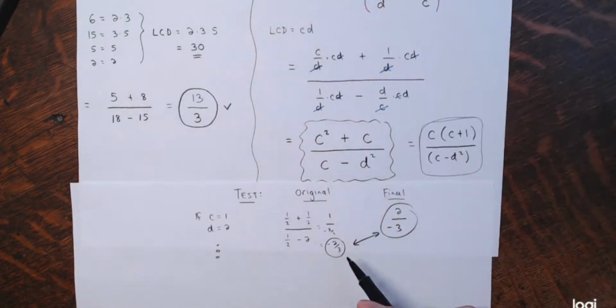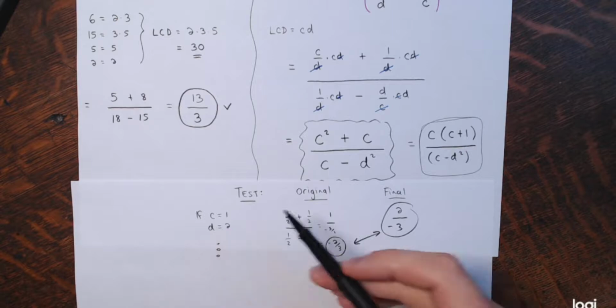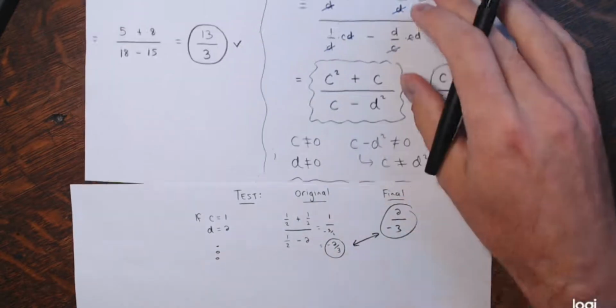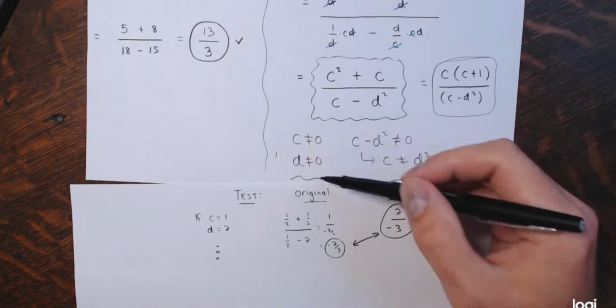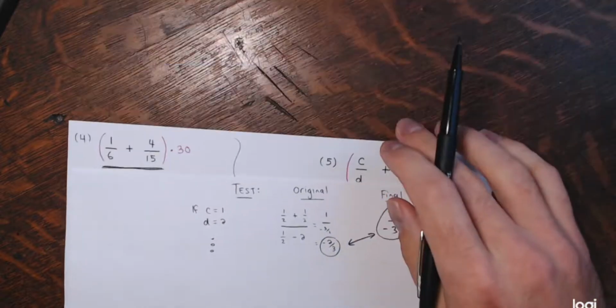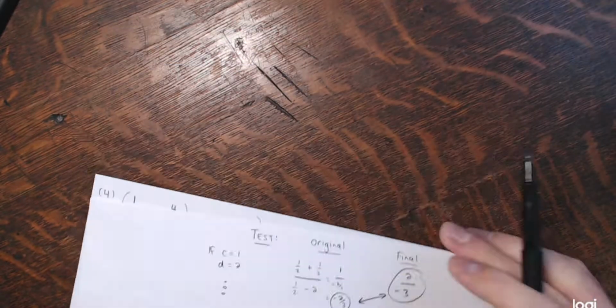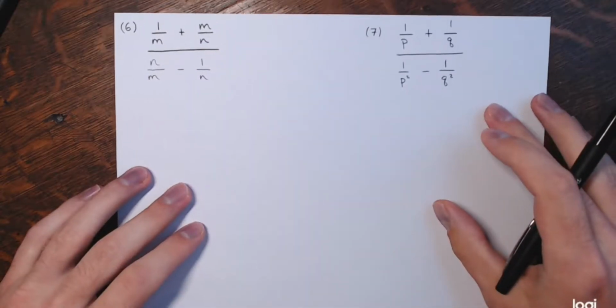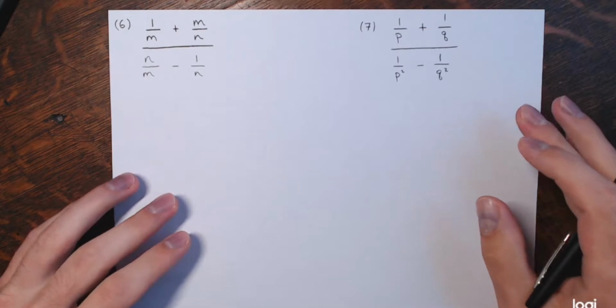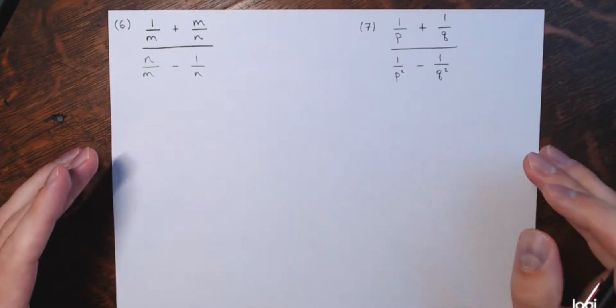I mean, again, this is just one pair of values for c and d. You can replace c and d with anything else, again, as long as these conditions aren't happening. And they should also give you equal values in the original statement and the final statement. All right. Now that'll be the only example I do that for. I'll leave it to you to test the rest of these.